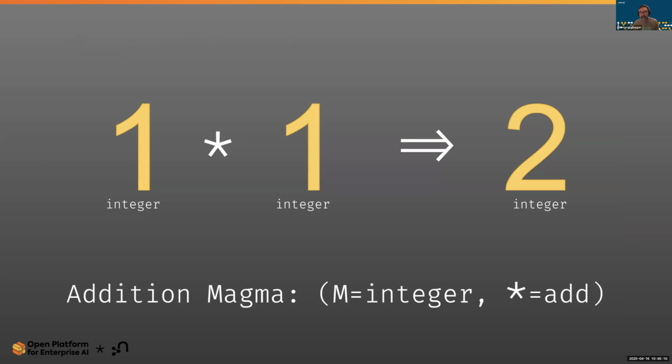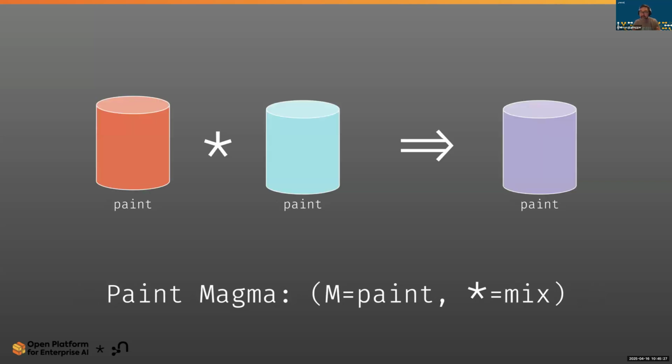A classic magma is the addition magma. If that star is just addition and we are operating on integers, then 1 star 1 results in 2. You've got integers, you return an integer. That's a magma. It doesn't have to be numbers, though. That's the very mathematical way to think about it. You could take paint colors. You could take some red paint and some blue paint, and if you apply the binary operation of mixing the paint together, you would get purple paint. You still just have colored paint. So this would be the paint magma.